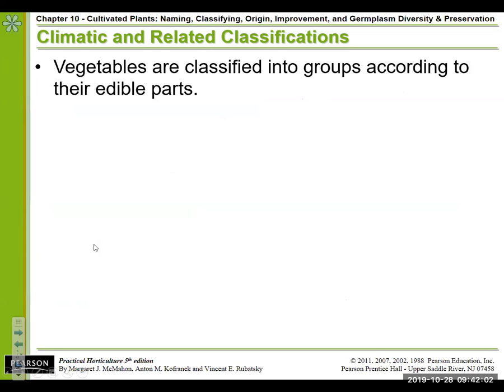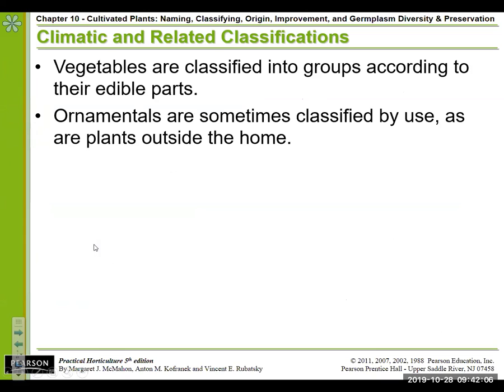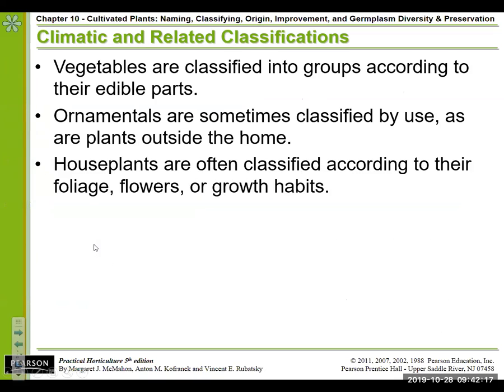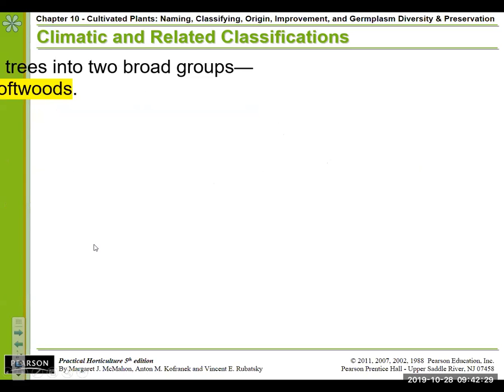We also classify plants in accordance with their edible parts. Generally, we look at ornamentals as not being edible, although some of them are, and we think of them more for their aesthetic value. House plants we grow indoors, and we classify those according to their type of foliage, whether they flower or not, and what their growth habits are.